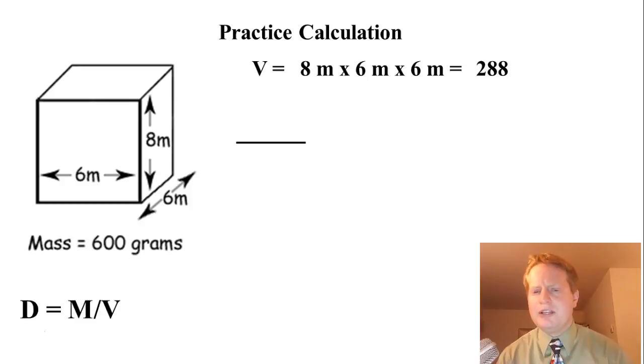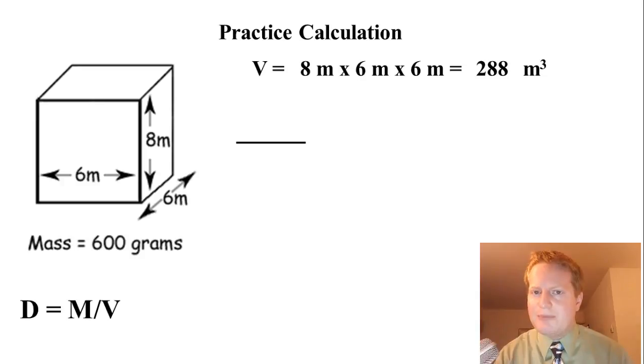But here's kind of the odd part. What units would you get for that? Keep in mind that you multiplied meters times meters times meters. So what's a unit of volume that you use when you multiply them like that? So that unit would be meters cubed, which is a little bit different from what we're used to, right? Okay, so now we have our mass and our volume. We're ready to do our calculation.